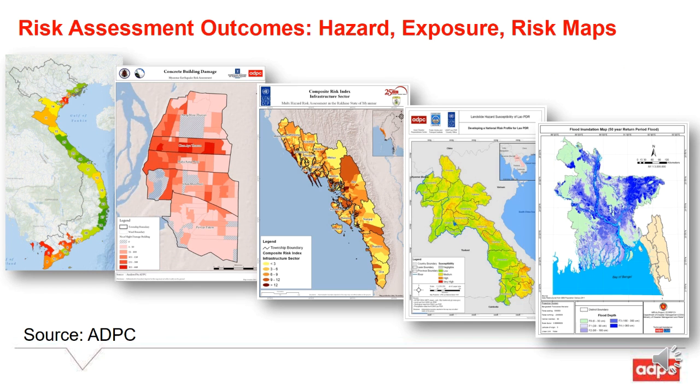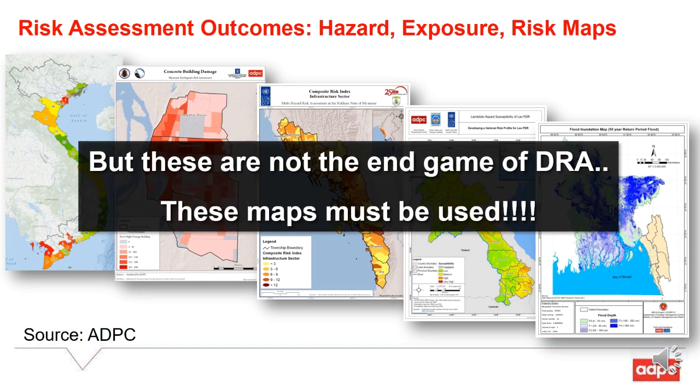So risk assessment outcomes are coming up like this. I'm just showing it again. And then these are not the end game of just a risk assessment. These maps must be used, which we'll be talking about in the next session.